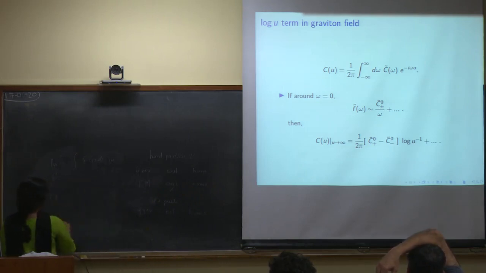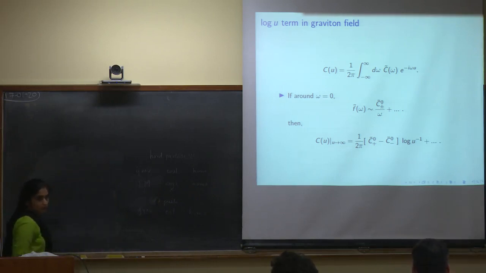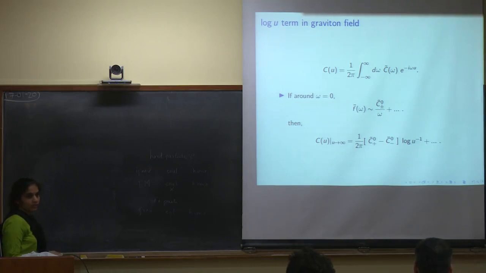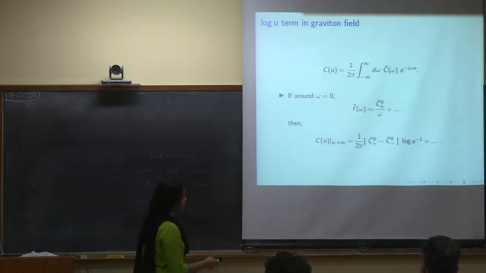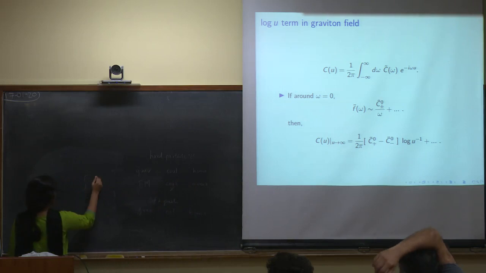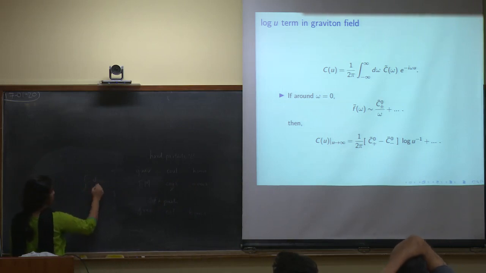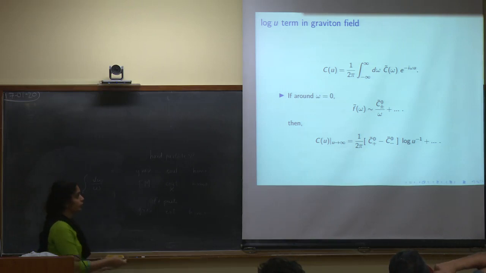Plus and minus, from the omega positive side and the minus side. This is roughly like the large gauge transformation on the gravitons. But here I have not done anything; this is just simple. I'm just doing d omega by omega Fourier, and I'm saying that if it is discontinuous around 0, then it will produce a log u term.